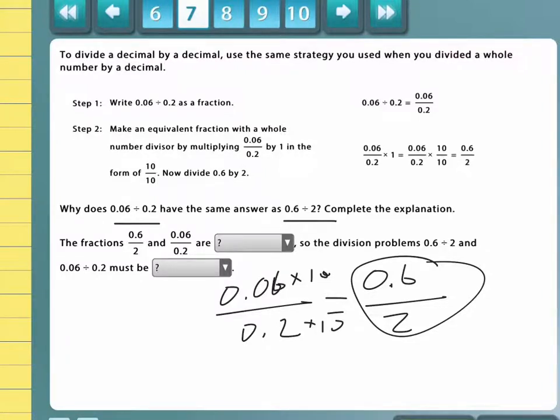6 tenths divided by 2 is the same as 6 hundredths divided by 2 tenths. They are equivalent problems, so they must be equivalent in terms of their answer as well. What you do to the top, you do to the bottom. That's an equivalent fraction, and that's how you got them. So they're just using different place values but finding the same equivalent division problem.